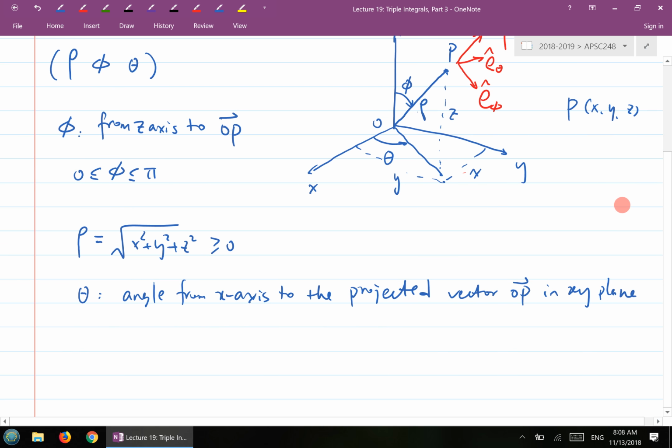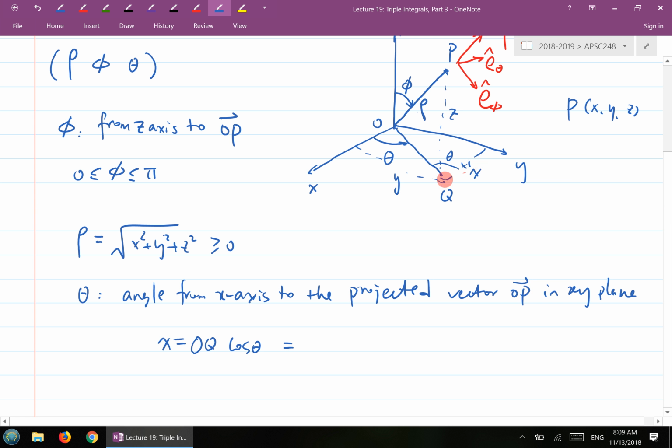Okay. Now, geometrically, we can easily derive x. If I know theta, this portion here, then x equals the projected part, this part here. Let's call this Q. So x equals OQ times cosine theta.